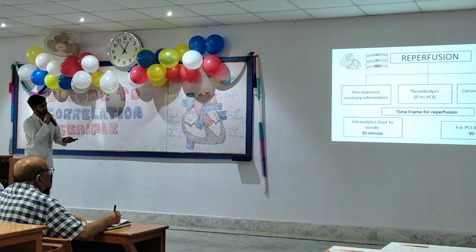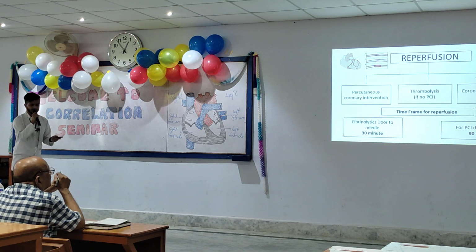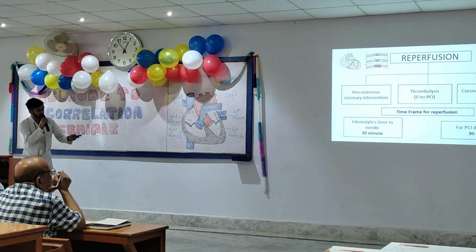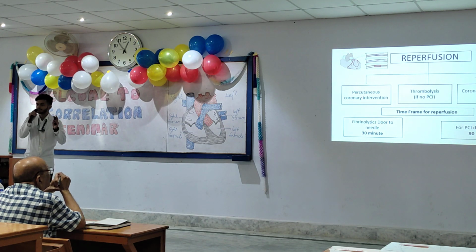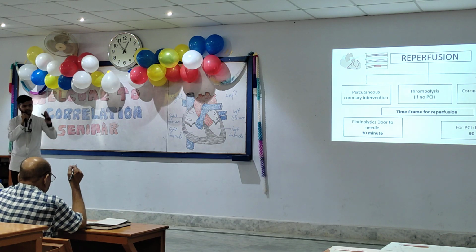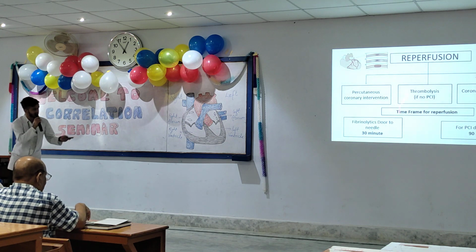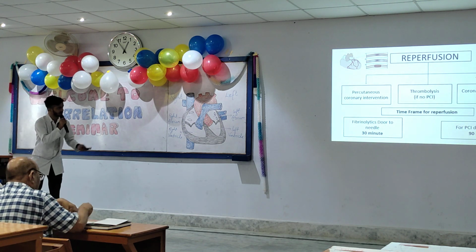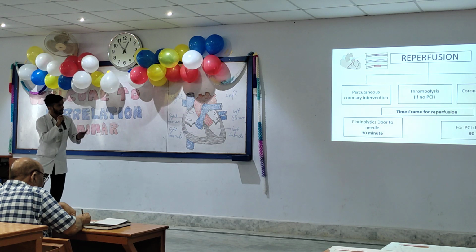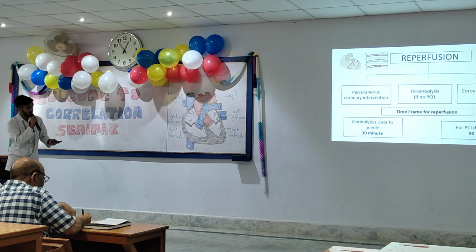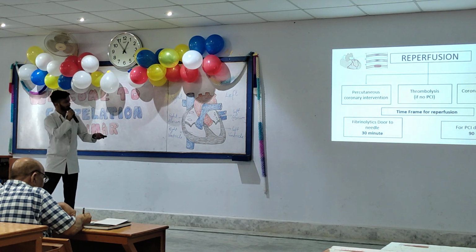And next is CABG, coronary artery bypass graft. When the coronary arteries are not amenable to PCI, percutaneous coronary intervention, then we go for CABG. When there is triple vessel disease or left coronary artery disease or cardiogenic shock, we go for CABG. As we said, STEMI is a medical emergency, so the time frames must be maintained well. That is, fibrinolytics will be given within 30 minutes and PCI will be done within 90 minutes.